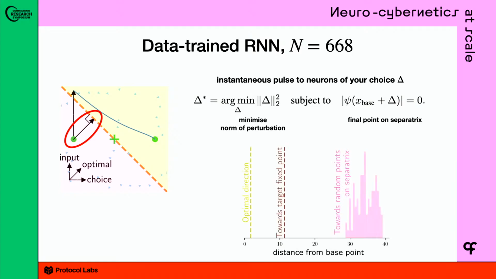We can use this idea, and here's the numerical result. I'm showing you the norms of several points. The first is the norm of this optimal direction that we found on this large RNN. Here's the point that you would have got if you went straight towards the target fixed point. And so it's a little bit further away. And here's if you were going towards random points on the separatrix. So we indeed find one that has a much smaller norm.